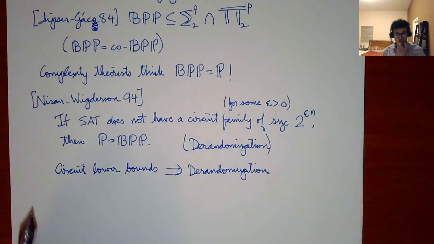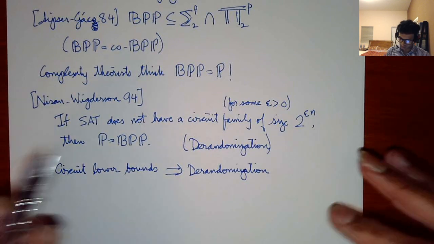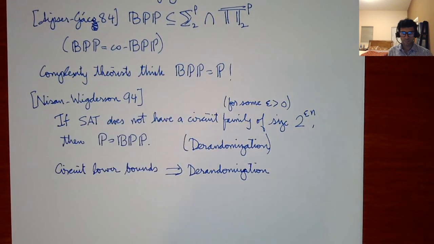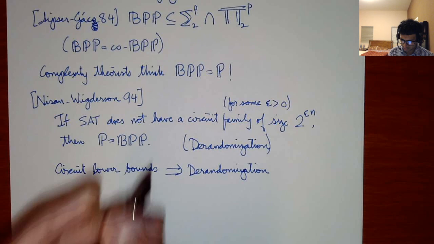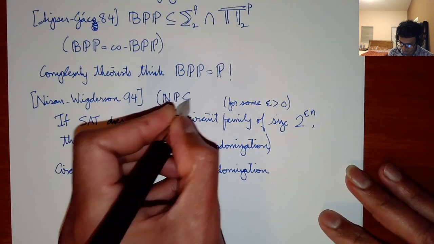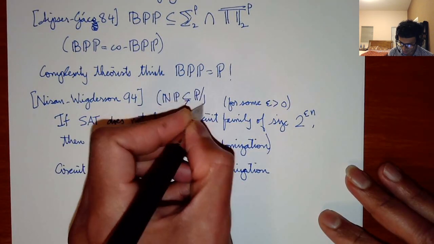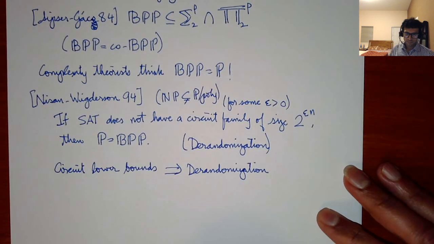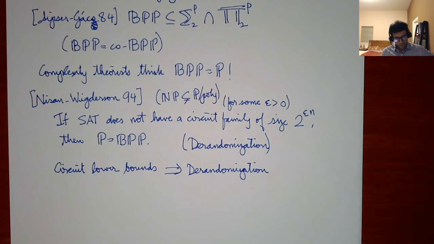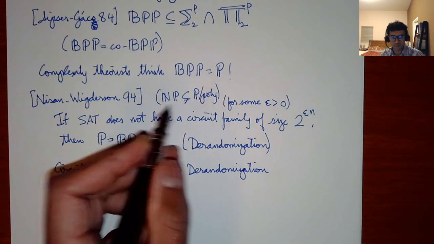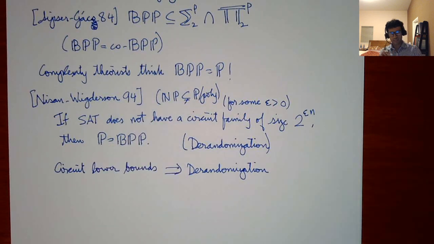So what this says is, if you can actually prove circuit lower bounds, which we believe, this is what a circuit lower bound is. It's sort of saying that this is kind of like saying that NP is not in P/poly. Although the technical definition is different, but this is one way to look at it. So saying if NP is not in P/poly, again, this is not exactly what they have. What they have is somewhat different. Then P is equal to BPP. So this is saying circuit lower bounds imply de-randomization.